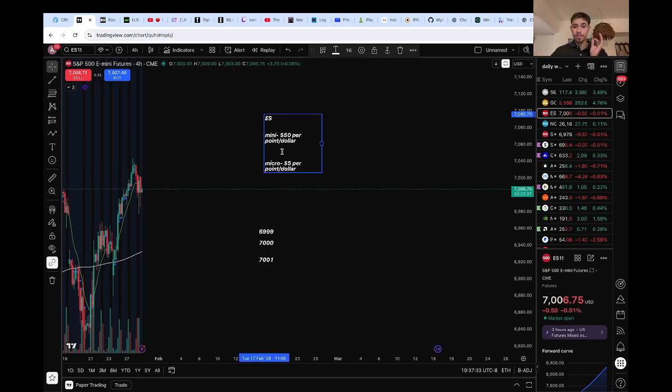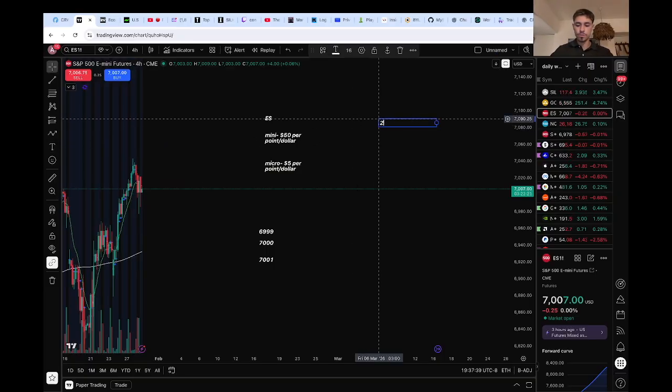So that is how ES works. My system with ES and my system with NQ or gold, it's all very similar. I don't like risking more than 200 to 300 per trade. So I'll risk 2 points to make 4, or 4 to make 8. That is my system with ES. If I'm risking 2 points, I'm risking 100 to make 200. Or if I risk 4, I risk 200 to make 400.